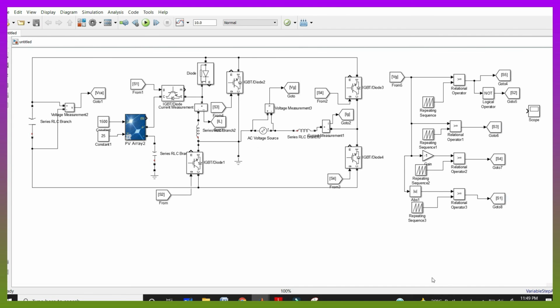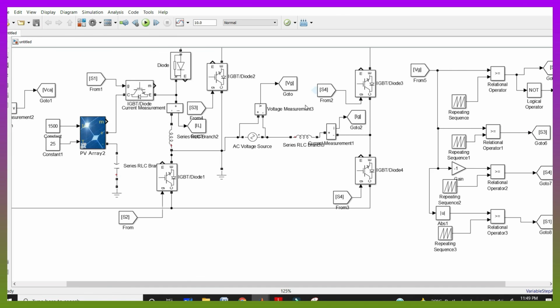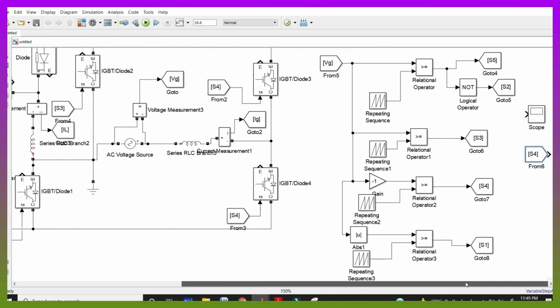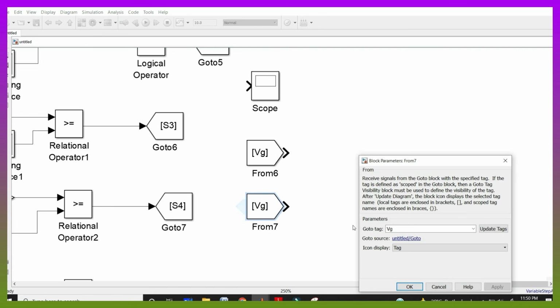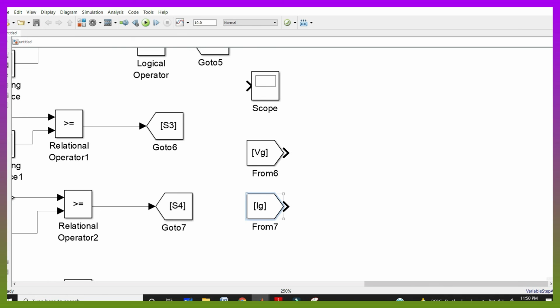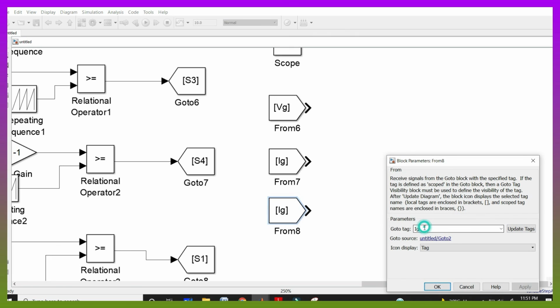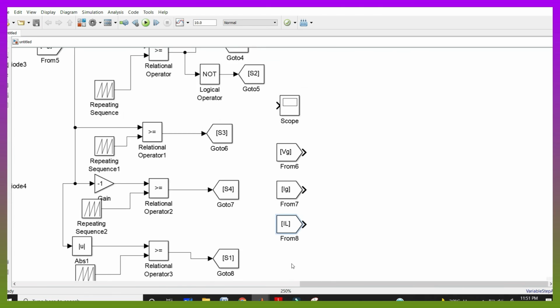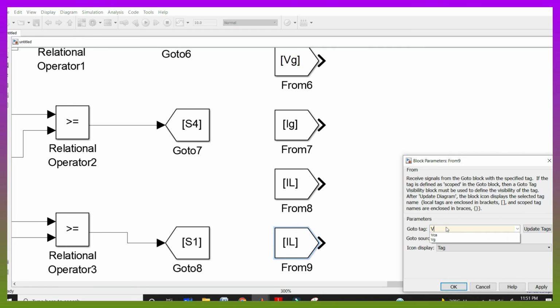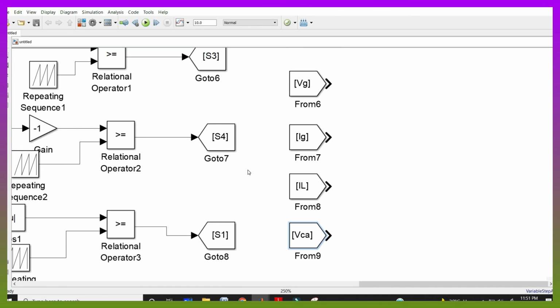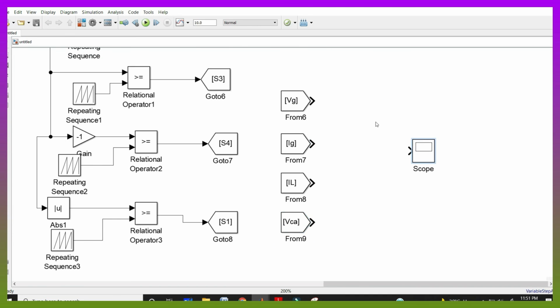Now to see the measured voltage waveforms, take the From blocks. If you want to see the grid voltage, name it VG. If you want to see the grid current, take another From block and name it IG. If you want to see the inductor current, take another From block and name it IL. And if you want to see the auxiliary capacitor voltage, take another From block and name it VCA. Now give all these to a scope to see the waveforms.